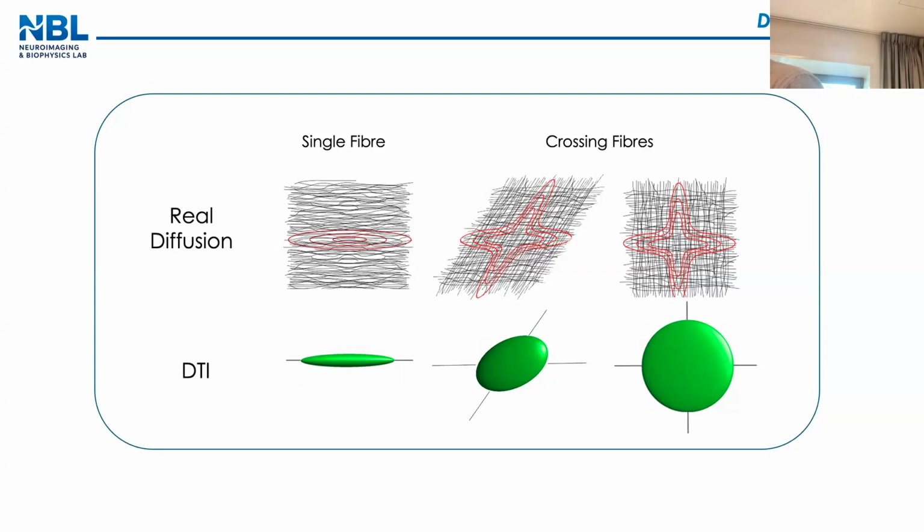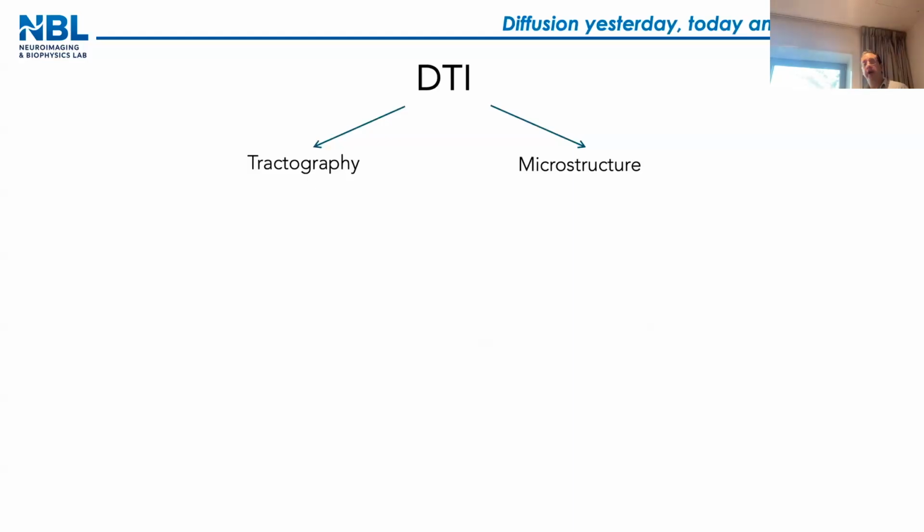Okay, this is the reality. This is the real diffusion. This is how we model it with diffusion tensor imaging. So we have an ellipsoid, and the direction of maximum diffusivity is not the real one. So now you can understand why tractography can go in the wrong direction, create a new track, or stop. The same thing here. That's the example I showed you before. So this was a very quick introduction to DTI, okay?